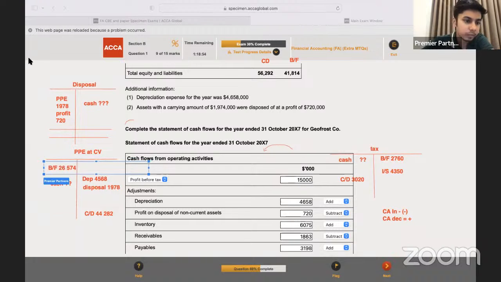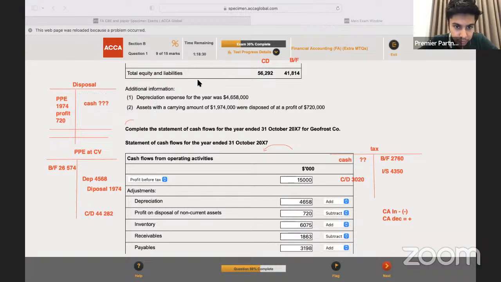This one, guys, should not be 1978. It has to be, guys, 1974. Okay. Here, guys, it should be disposal 1974. Earlier, guys, I wrote it as 1978. Right. Over here also, guys, it has to be 1974 instead.